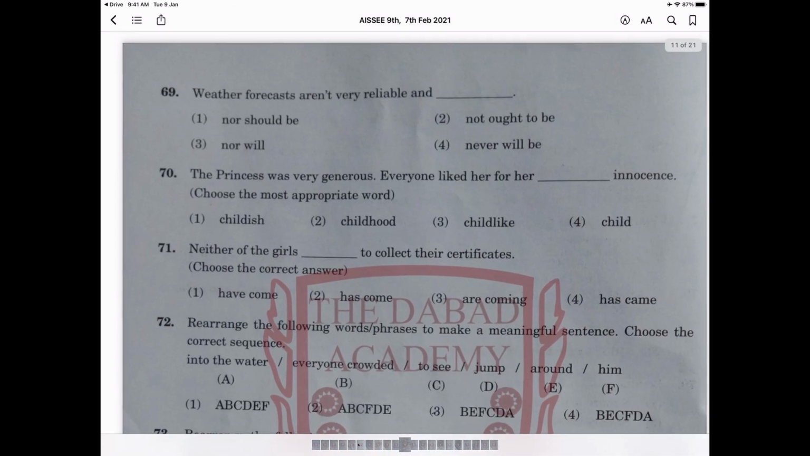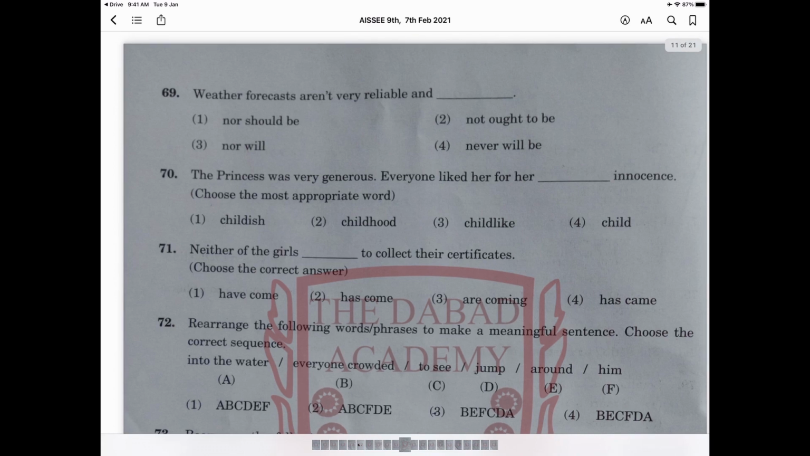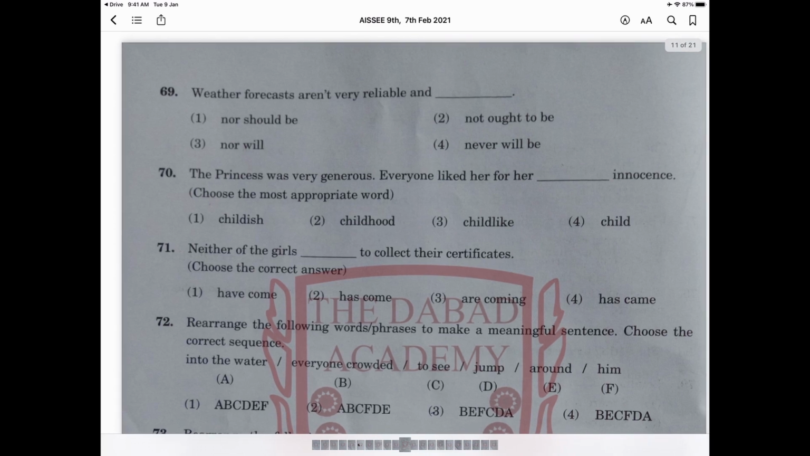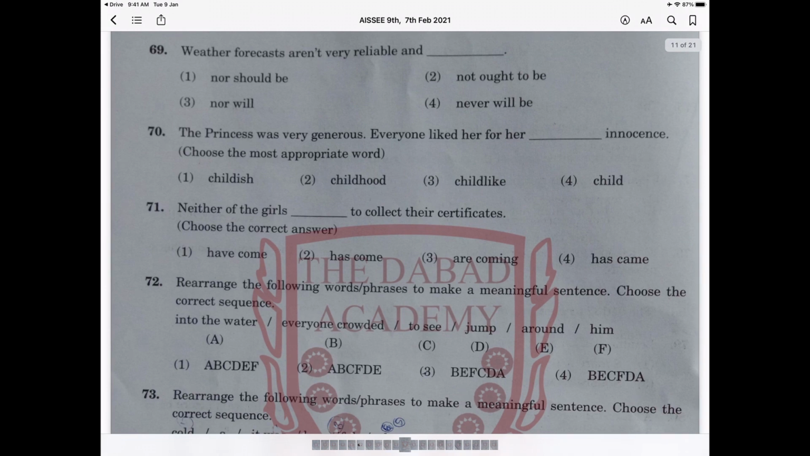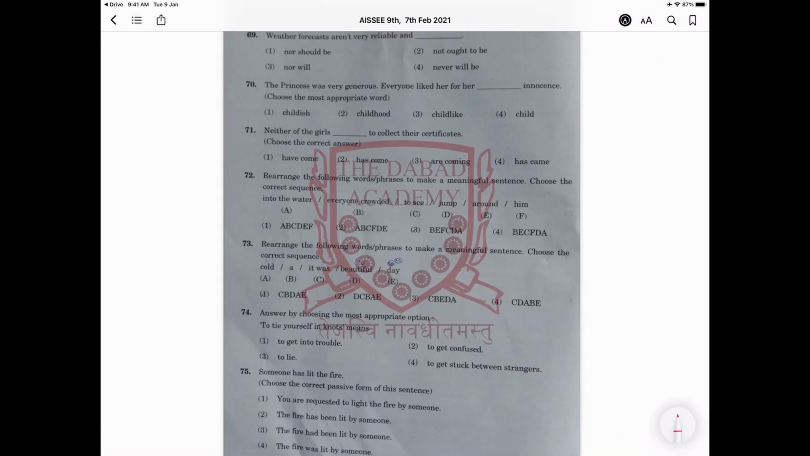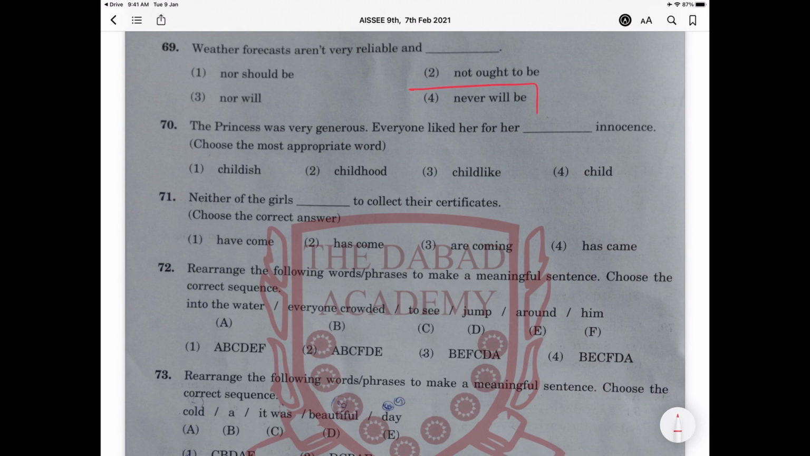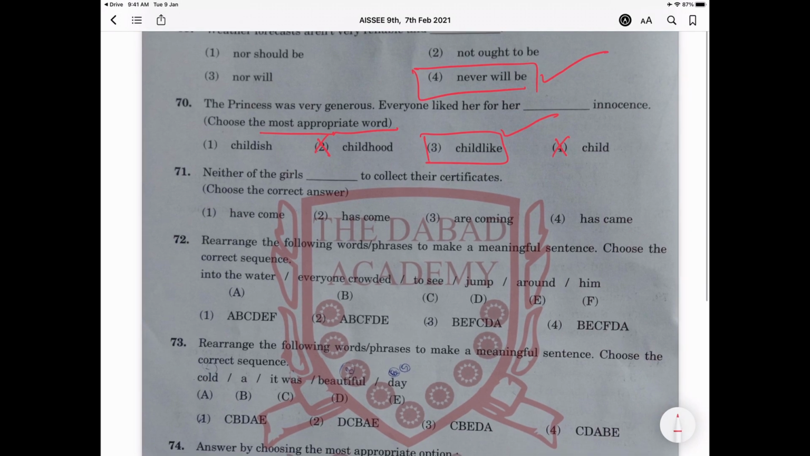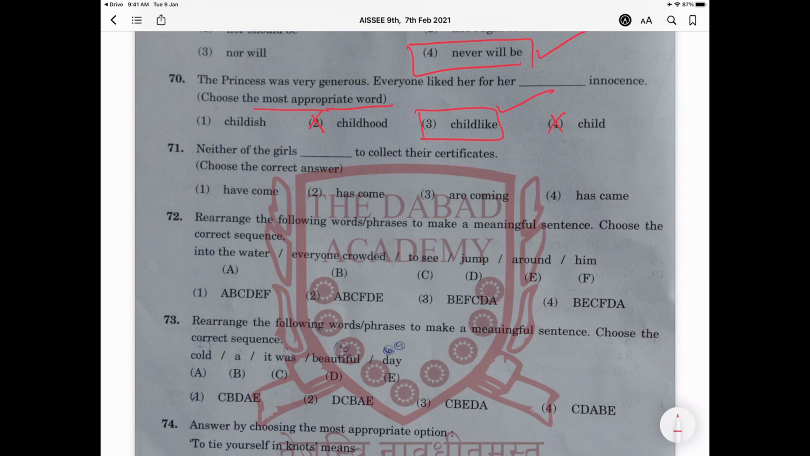In question number 69, weather forecasts aren't very reliable and never will be, so option number 4 is correct. In question number 70, the princess was very generous, everyone liked her for her, option number 3 is correct. In question number 71, neither of the girls dash to collect her certificates, so in 71, option number 2 is correct.